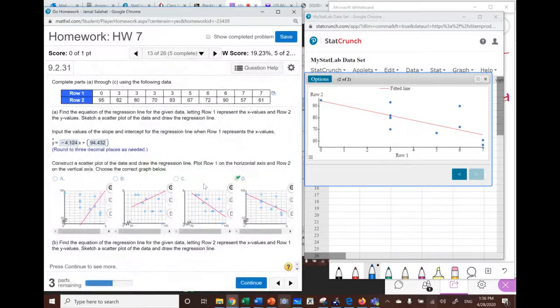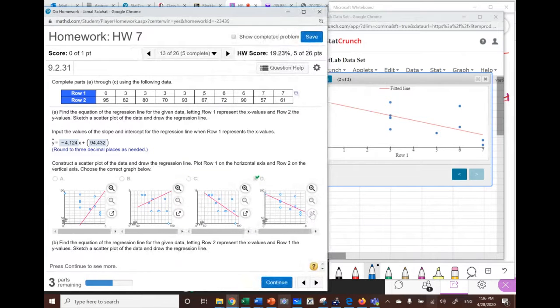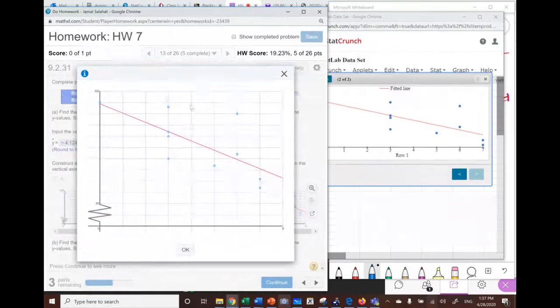And when you check D, it's a correct answer. Notice again that if you cannot tell which one it is, you always click in here and on the pop out, and this will make the graph big for you to make a good judgment.